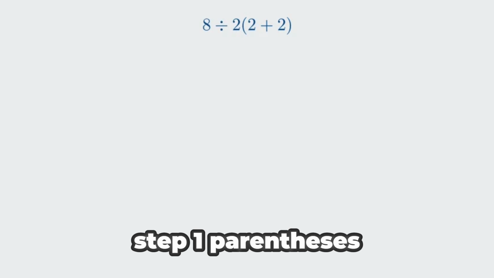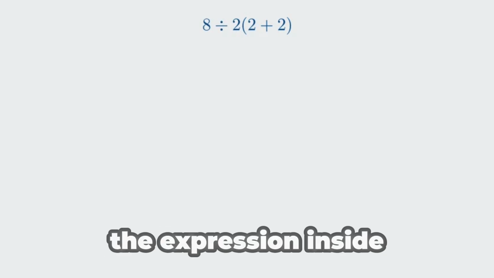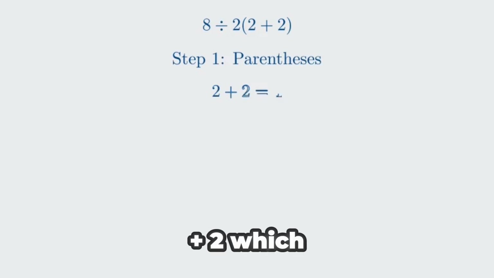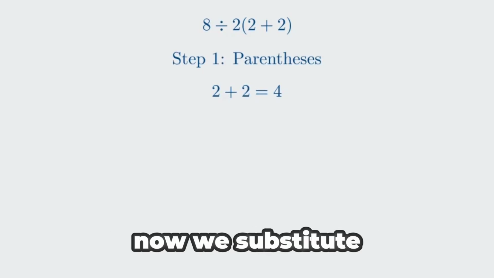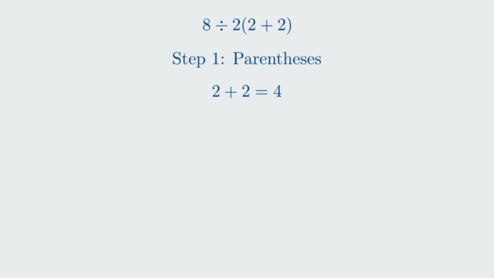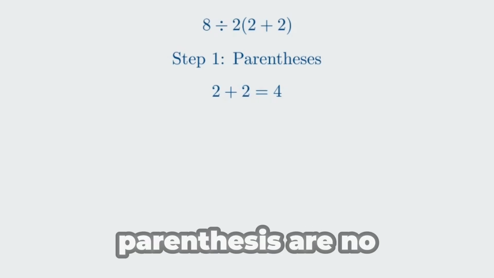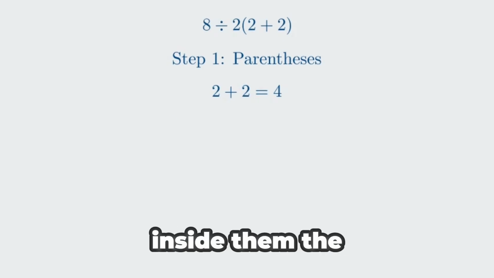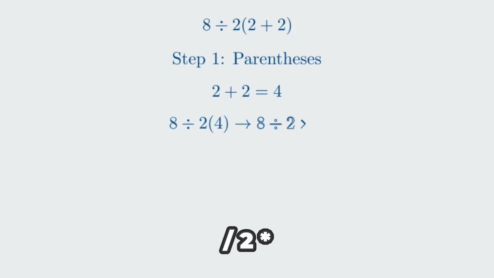Our expression is 8 ÷ 2(2 + 2). Step 1, parentheses. Following PEMDAS, we must solve the expression inside the parentheses first. Inside the parentheses, we have 2 + 2, which equals 4. Now we substitute this value back into our expression. This gives us 8 ÷ 2 × 4. Notice that the parentheses are no longer needed because we've completed the operation inside them. The expression becomes 8 ÷ 2 × 4.